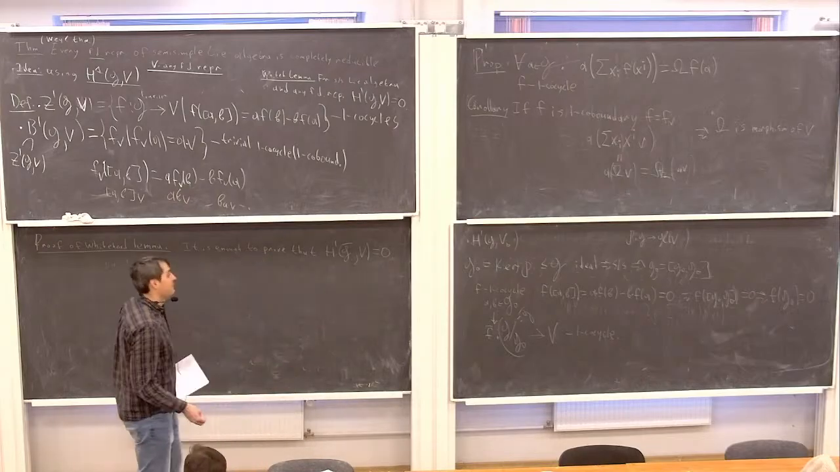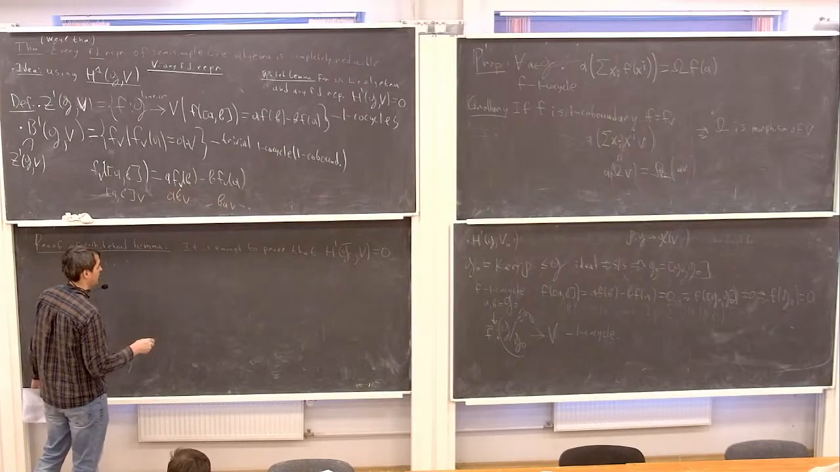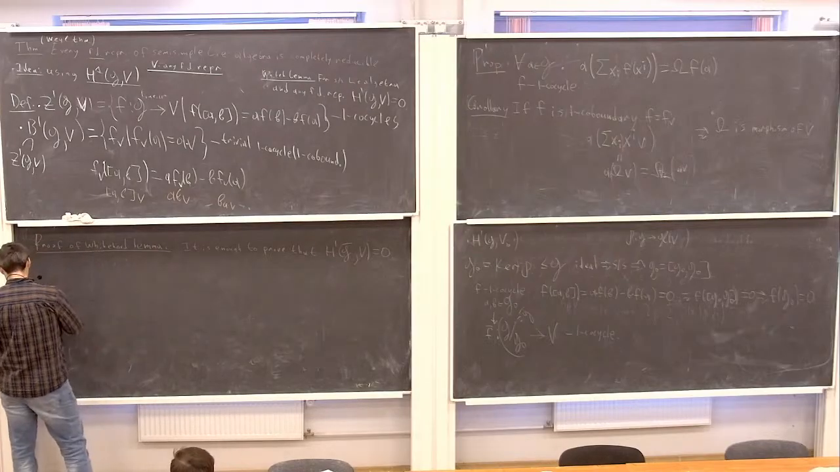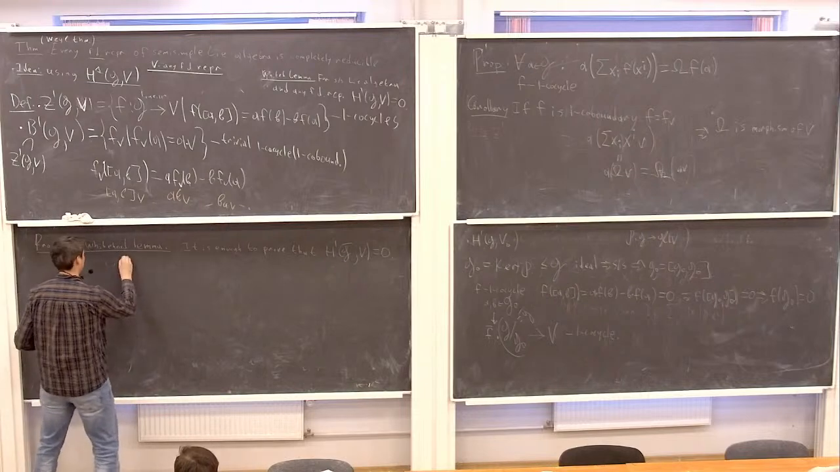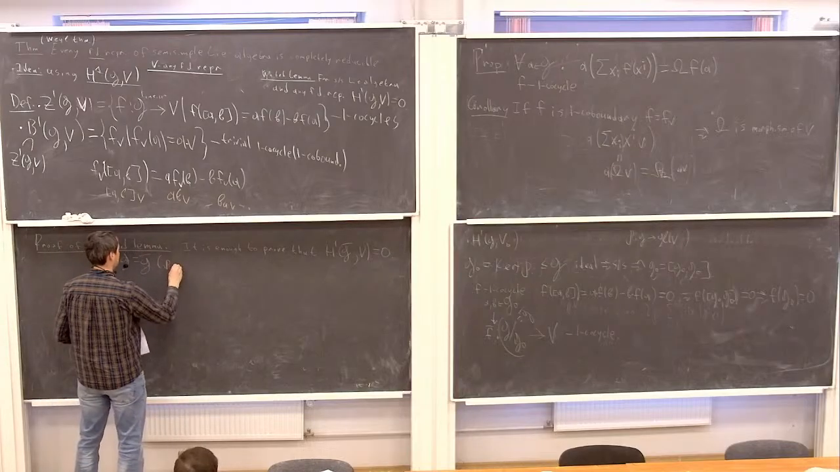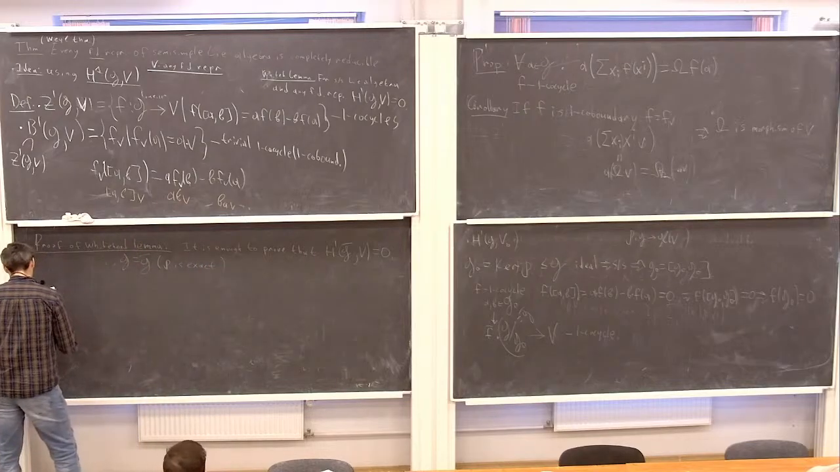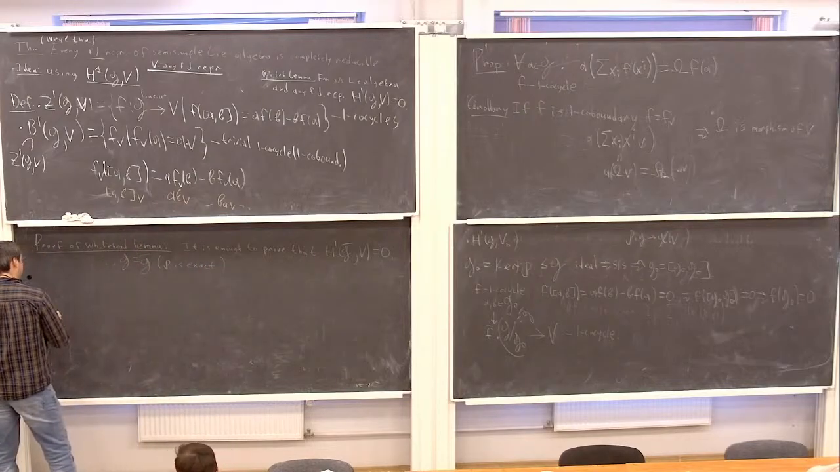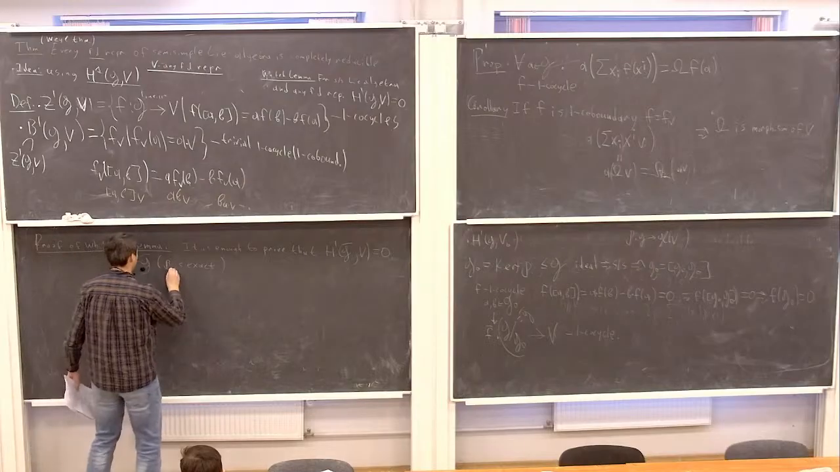Okay. So it's enough to prove that H1 of g with coefficients in V is equal to 0. Now we think that g is equal to g bar. So we have an exact representation, so rho is exact. Consider the following form: g rho V is exact.